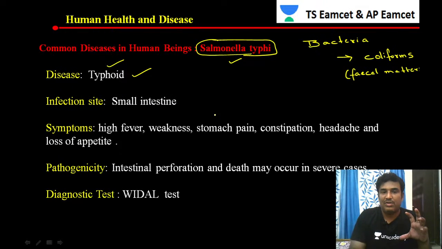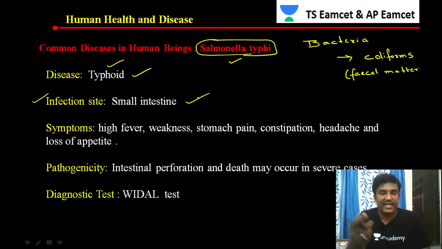So just now, its infection site. We have to remember the infective site. So what is the infective site of Salmonella in the human body? It is the small intestine. So it attacks the small intestine. So what is it going to do after attacking the small intestine? It is destroying the small intestine.